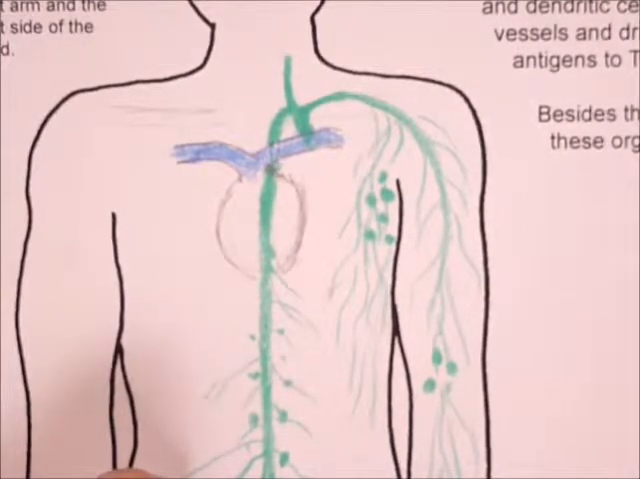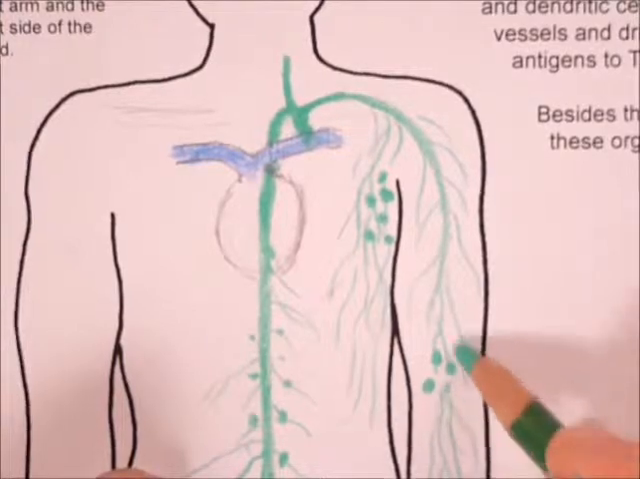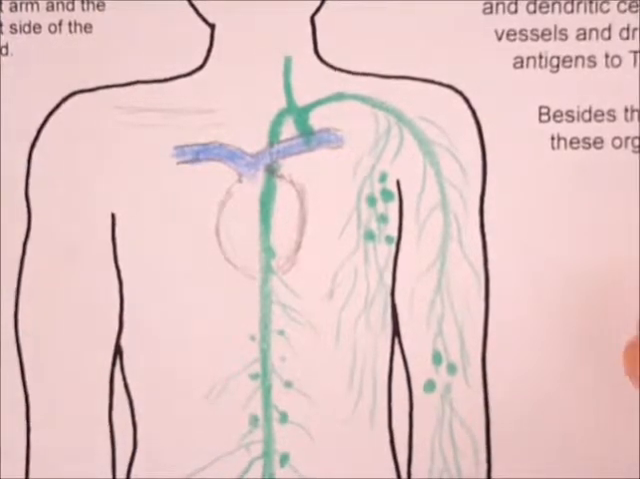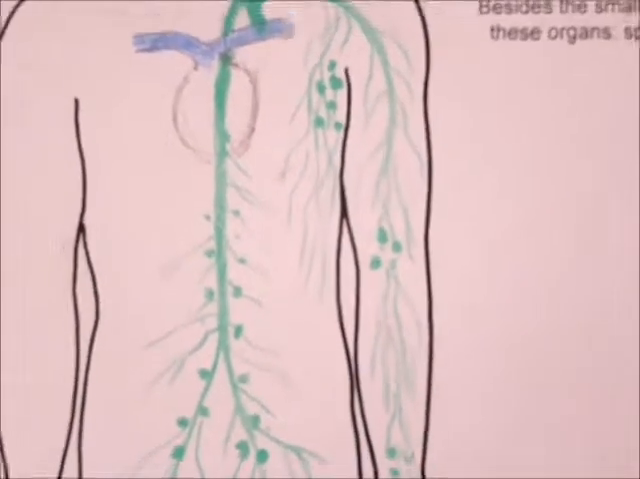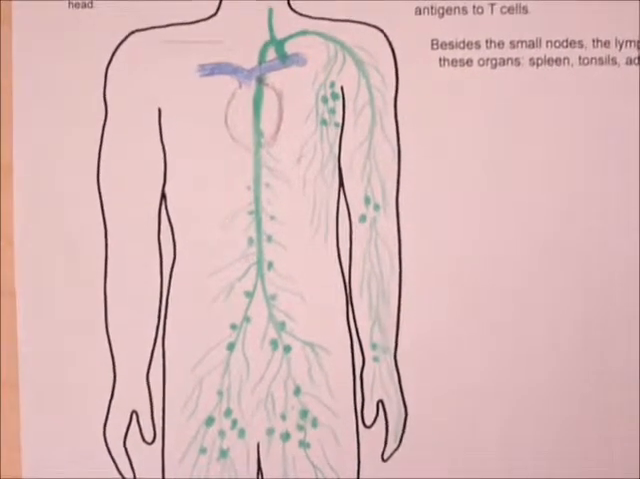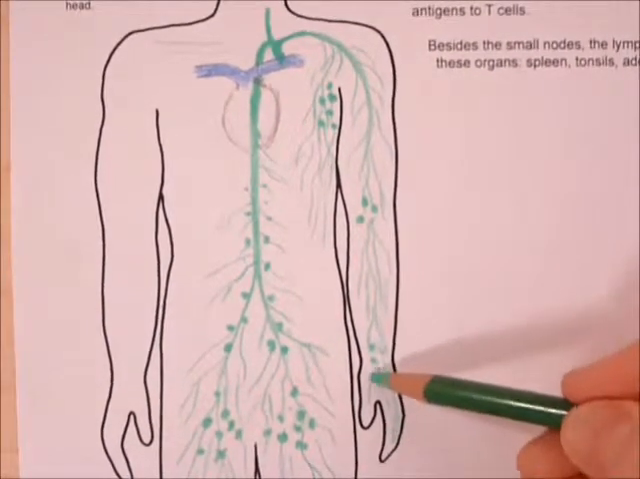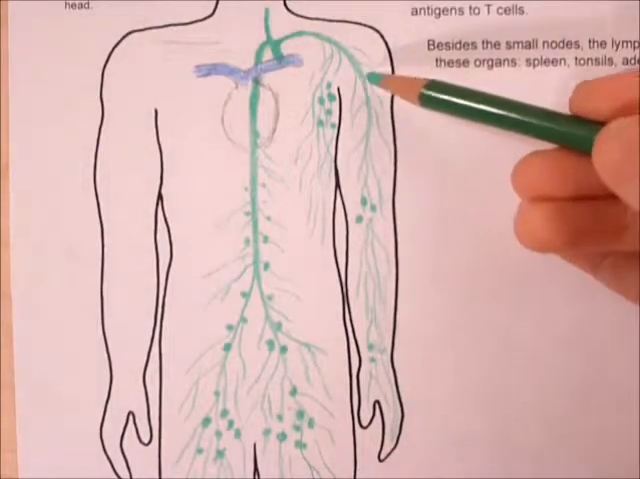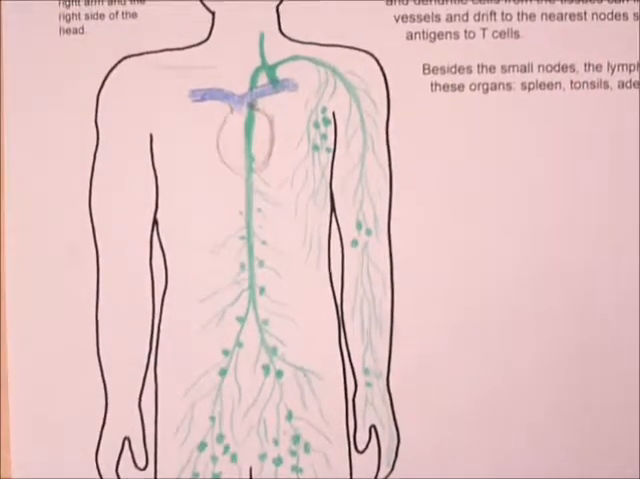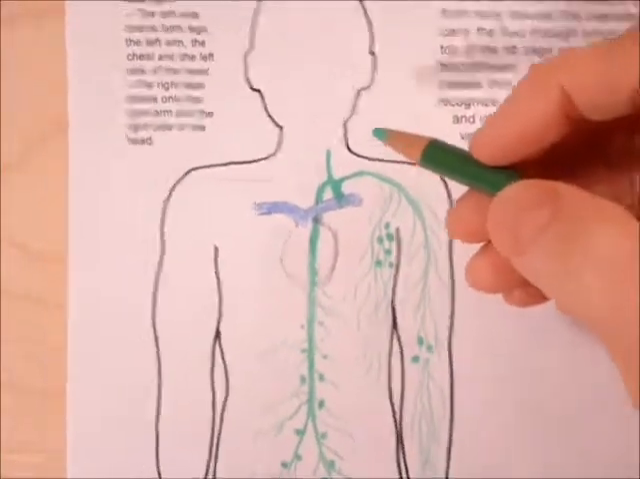And maybe there's a couple at the wrists. And then down into the fingers. Okay, let me zoom out. Okay. Little tiny, few here, few here. Okay, and then the head.